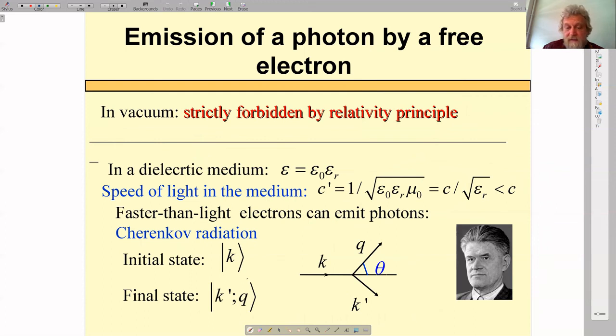It's actually a rather interesting story with many interesting deviations. First of all, let me note that in vacuum, such emission is strictly forbidden by the relativity principle. In fact, if this emission would be allowed, it would mean that an electron which moves can lose energy. Okay, it will lose energy, so it comes to the rest state.